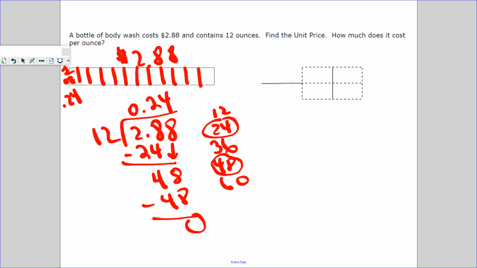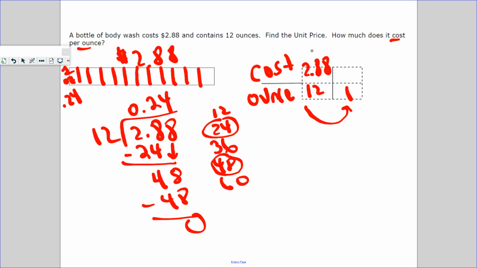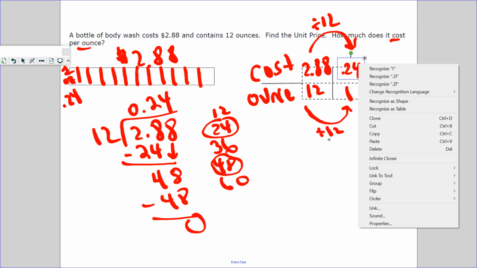How much does it cost per ounce? It tells you right here, cost per ounce. So this is the cost, this is the ounce. It costs $2.88 for 12 ounces. I would like to know how much it costs per ounce, each ounce, for every 1 ounce. What's the relationship from 12 to 1? Divide by 12, divide by 12, and we did right here, 288 divided by 12 is 24 cents. So that's called a scale.